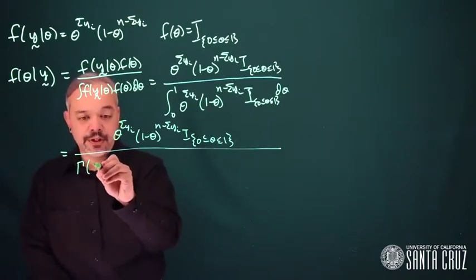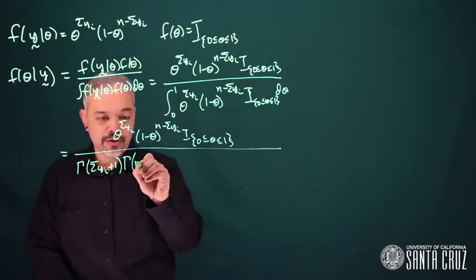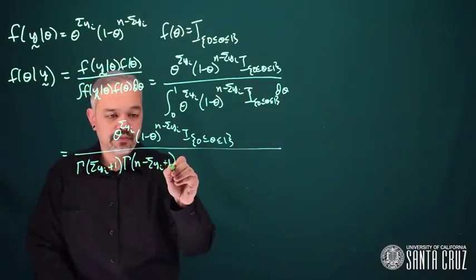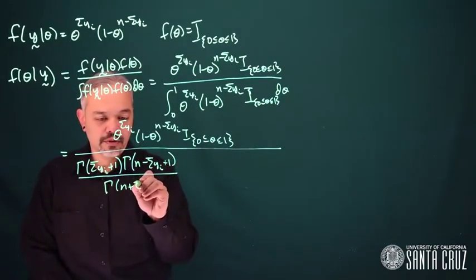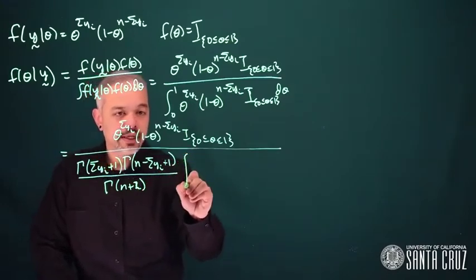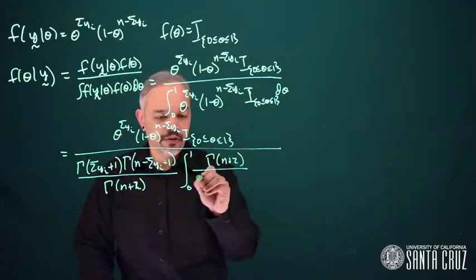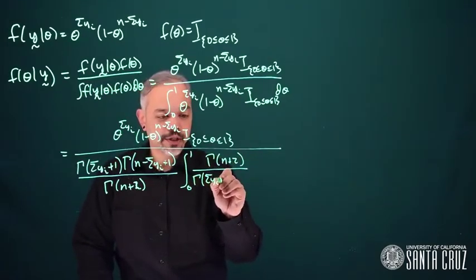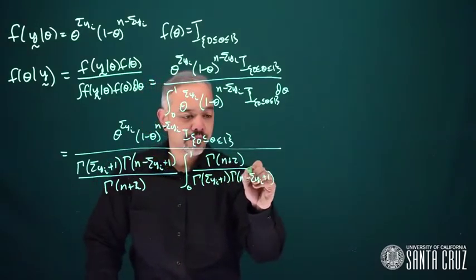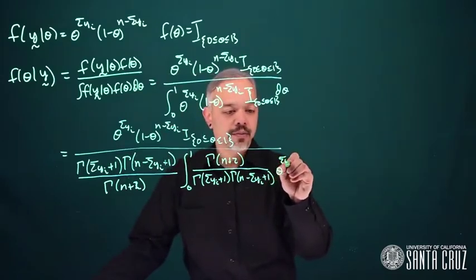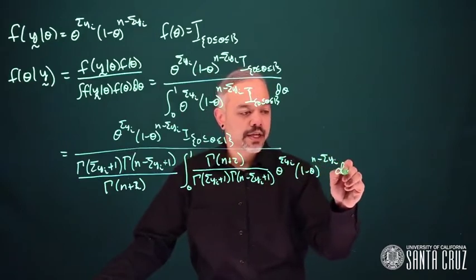Beta distributions have these gamma functions in them. And so here's what we're going to need to put in to make this all work out correctly. And so this integral now is going to be gamma of n plus 2 over gamma of the sum of the y sub i's plus 1 times gamma of n minus the sum of the y sub i's plus 1, times theta to the sum of the y sub i's, 1 minus theta to the n minus the sum of the y sub i's, d theta.